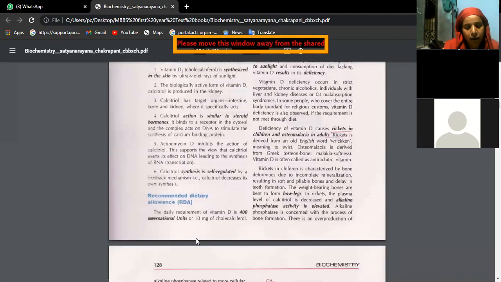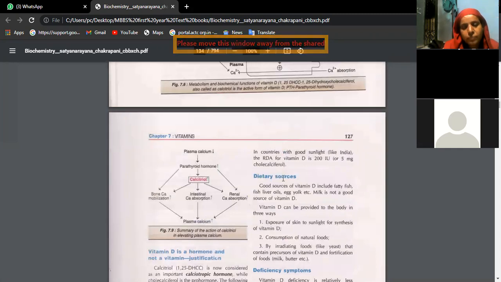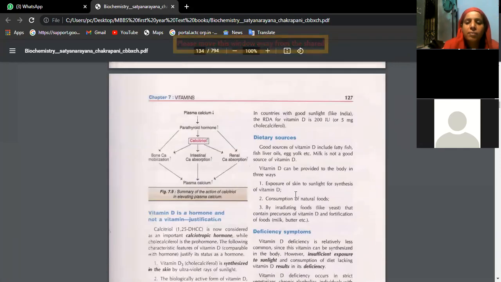So how much vitamin D should we take per day? 400 international units or 10 micrograms is better. Or you can see vitamin D is 200 international units. Okay. So what are the sources of vitamin D?